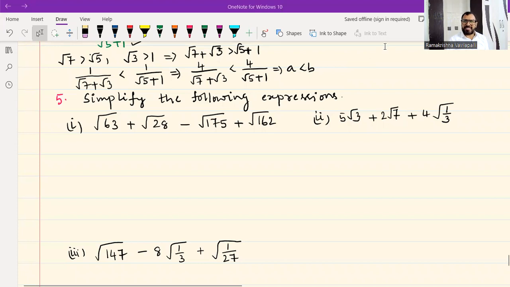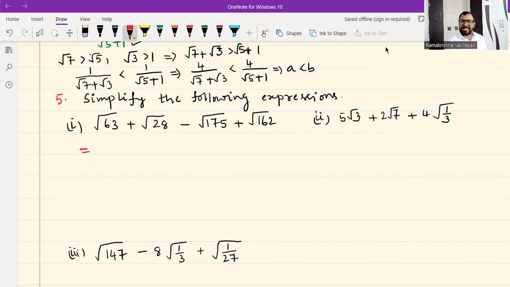Simplify the following expressions. Here, several kinds of surds are given, and we have to convert them into either a single surd or as simple a form as we can. The first one is root over 63 plus root 28 minus root 175 plus root over 162.